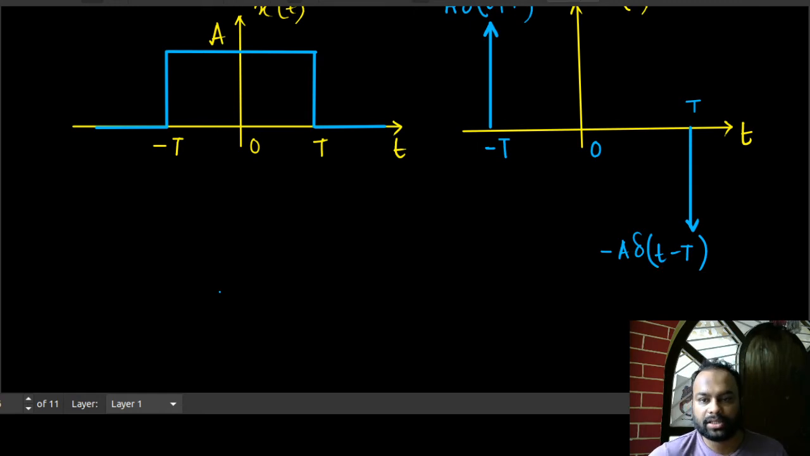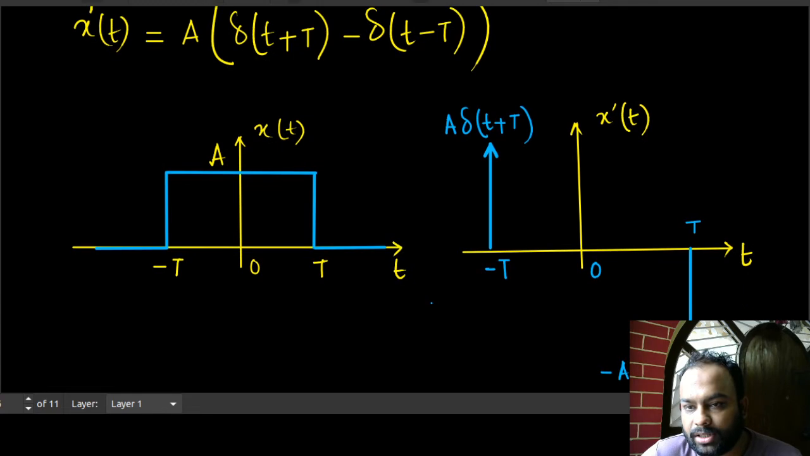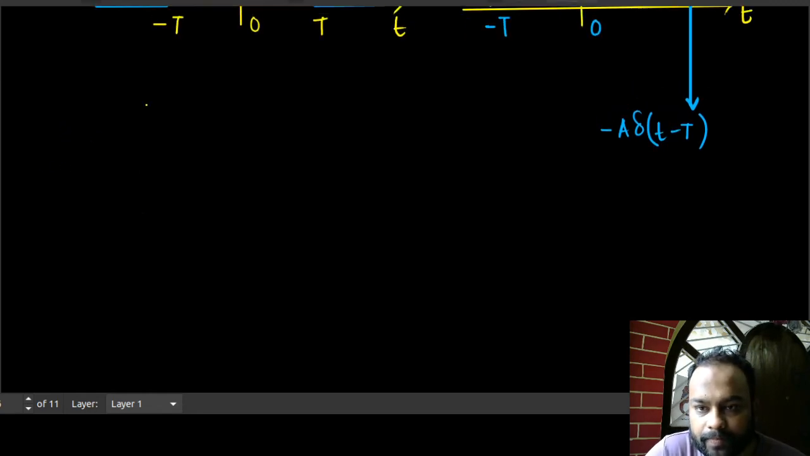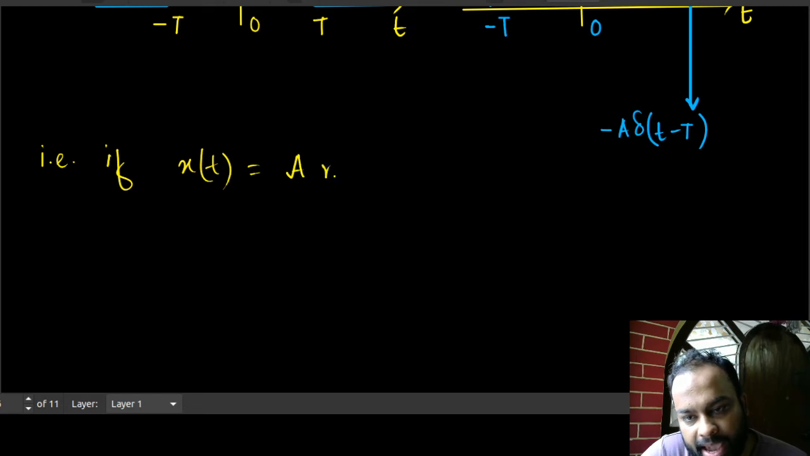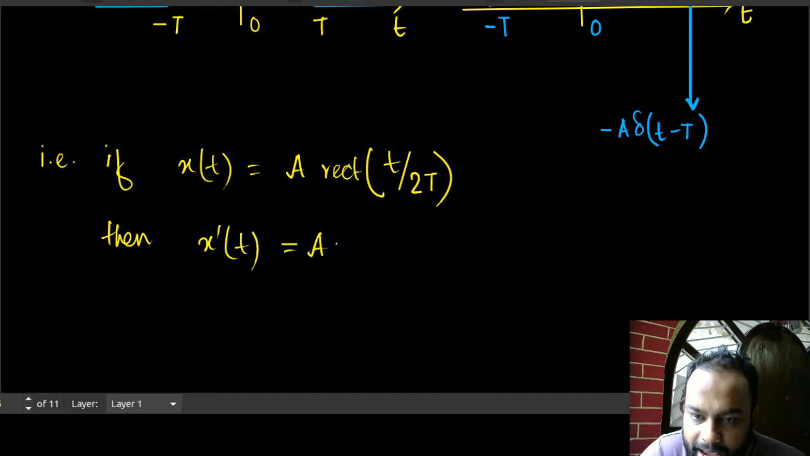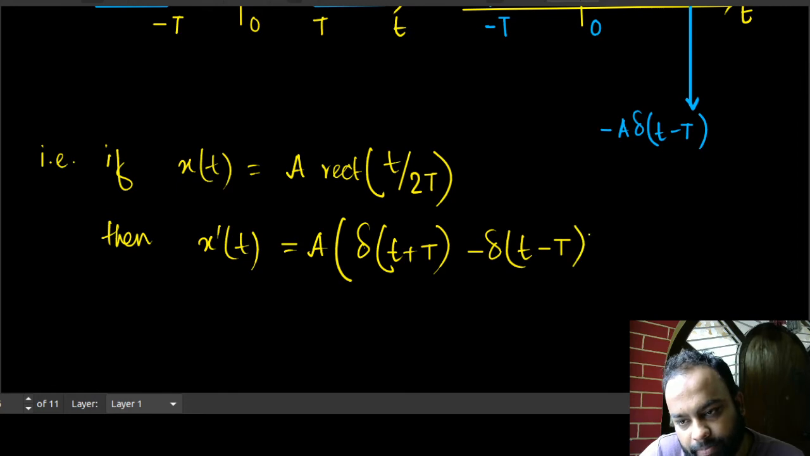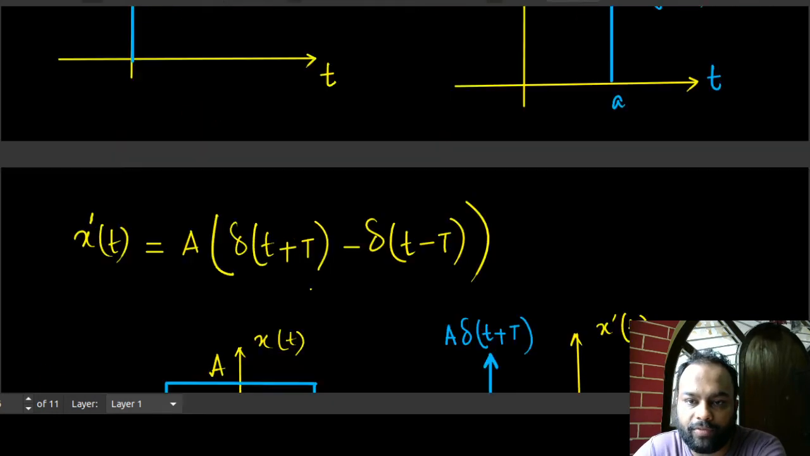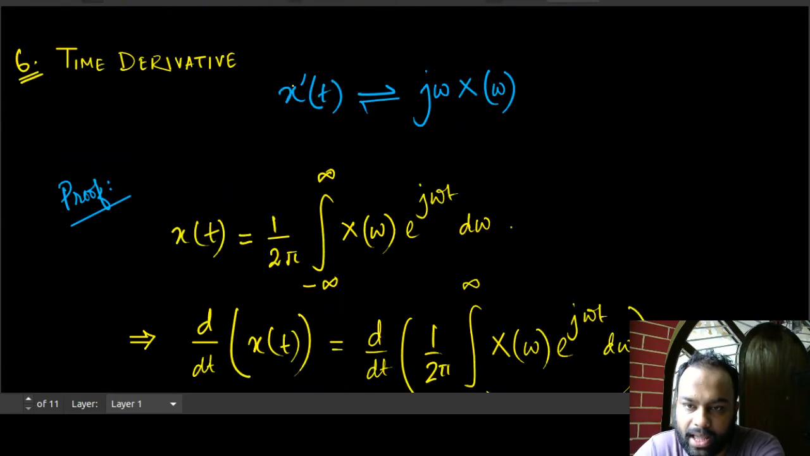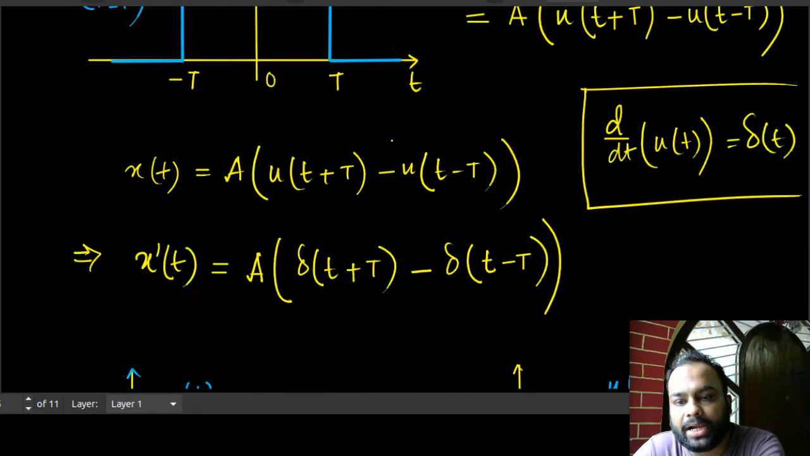Now why am I doing all these things? Because now we can actually reduce our calculation very easily. So again, let's recall what we have just seen. We have seen that if x(t) is A rect(t/2T), then we know that x'(t) is equal to A[delta(t+T) minus delta(t-T)], right? Now what do I know from the property of derivatives here? Look at the derivative property. Yeah, this is what I know from the property of derivatives. So try to apply that here.